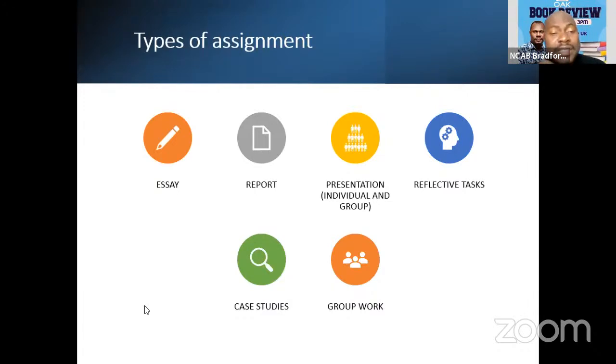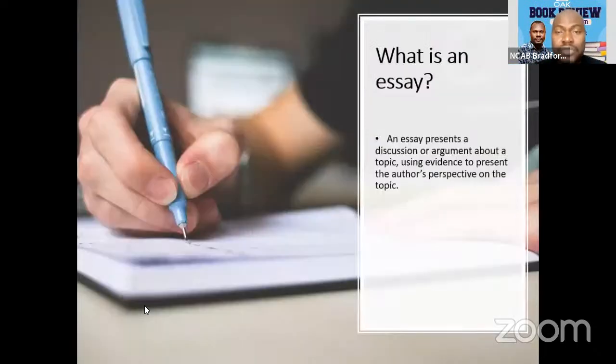But this afternoon, I will be dealing with how to handle essays and reports. So these other four, we will not deal with them much. But if you've got any questions, you can ask because of our time. So we'll be looking at essays, and how to write your report. The first question you need to ask yourself is: what is an essay?